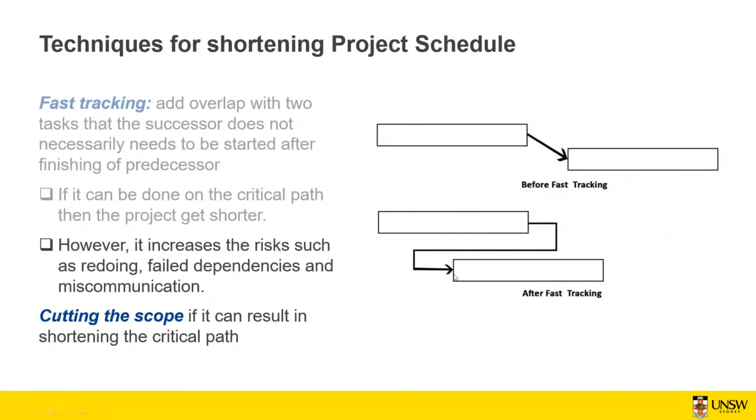And this is the fault of the project manager, and he's going to spend a lot of time, budget, and resources here. So this is another thing that you need to be mindful of. The other thing for shortening the project schedule is cutting the scope if it's applicable. It can also result in shortening the critical path if some of that scope is in the critical path.